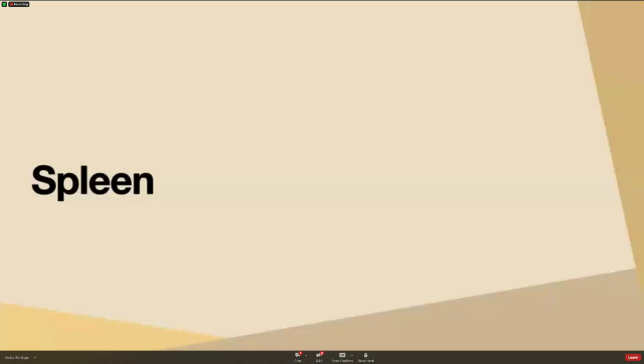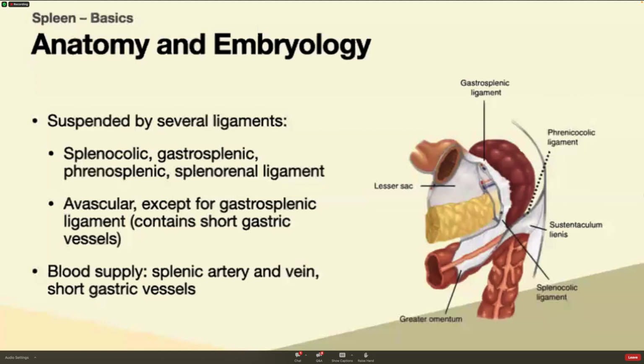I just have some very few slides for the spleen. So for the anatomy, the spleen is suspended by the following ligaments: the splenocolic, gastrosplenic, phrenosplenic, and the splenorenal ligament. And these ligaments are avascular except for the gastrosplenic ligament, which contains the short gastric vessels. And for the blood supply, it is supplied by the splenic artery and short gastric arteries and drained by the splenic vein and short gastric veins.